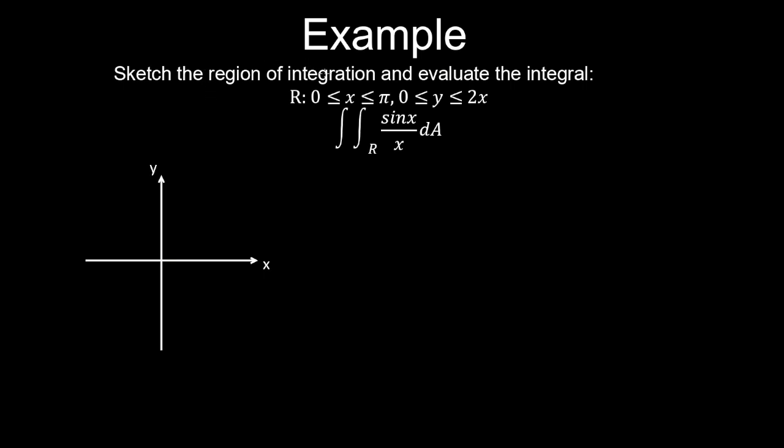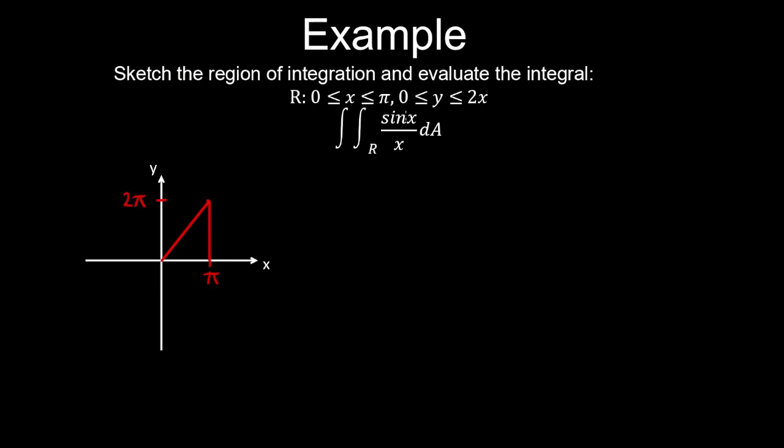Sketch the region of integration and evaluate the integral. So we have x between 0 and pi, and y is between 0 and 2x. So 2 multiplied by pi is 2 pi. So we have a triangular region that looks like this.